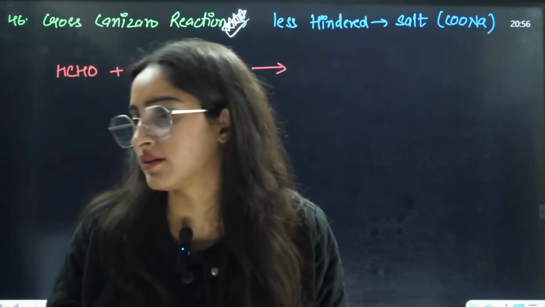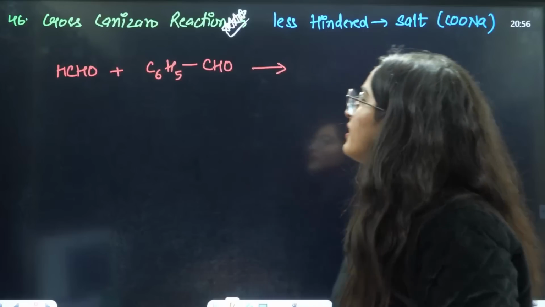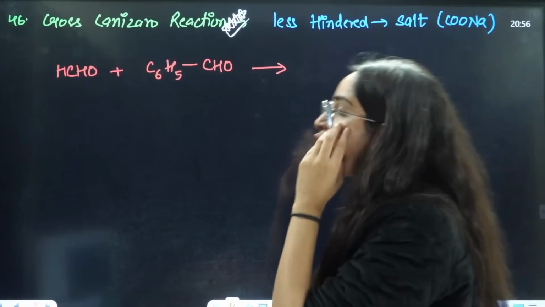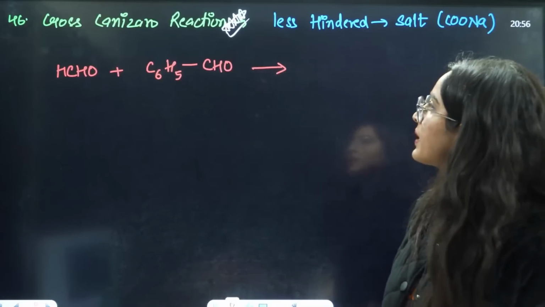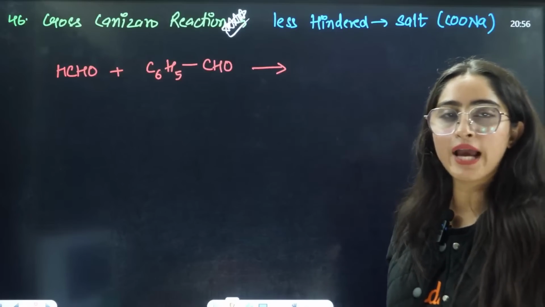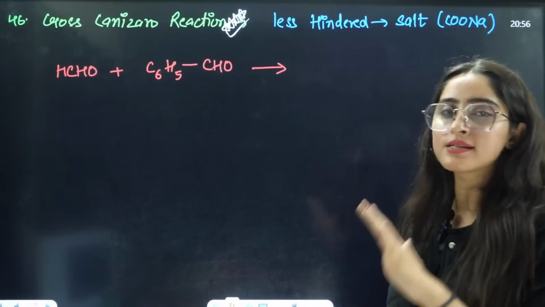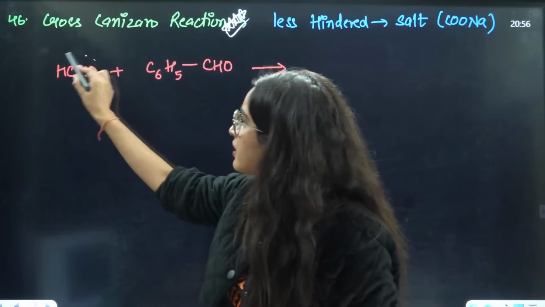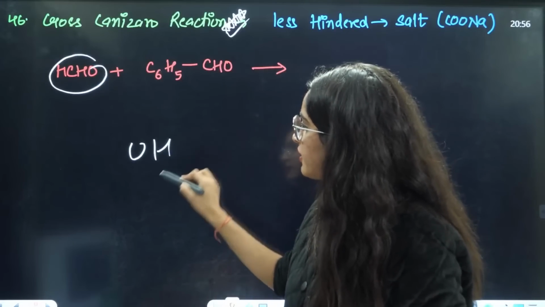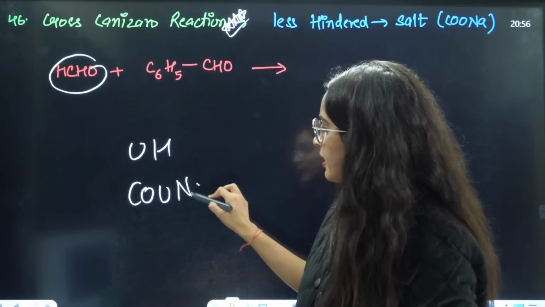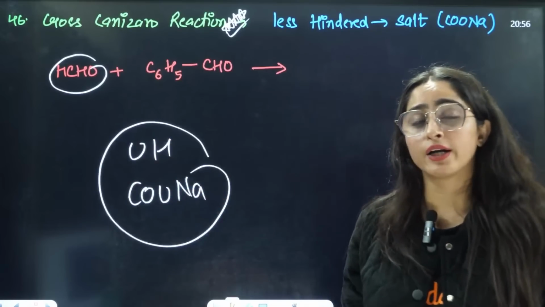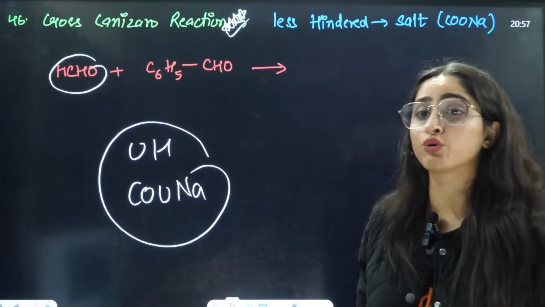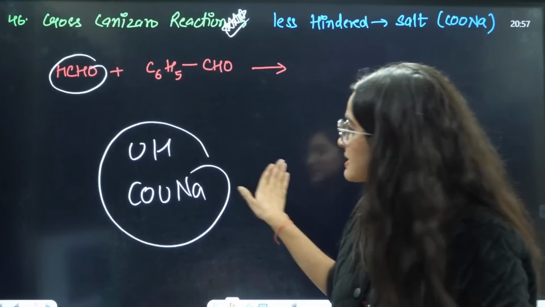Very desperate. Okay. Now, this is the crossed Cannizzaro reaction, very important. Again, the same thing, but there is a twist here. One will be converted to OH, the other will be converted to COONa. But ma'am, which will be converted to alcohol, and which to the carboxylic salt?